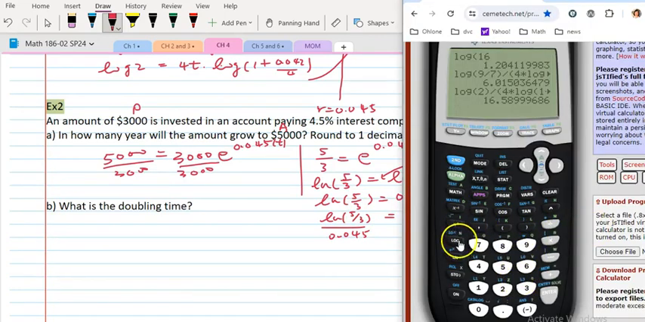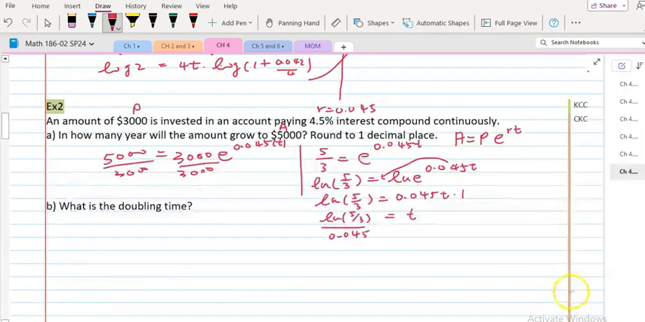So remember it's ln, okay? ln 5/3 divided by 0.045. That's it. 11.4 years. That fast? Oh, because it's almost double, right? 11.4 years. Okay, what's the doubling time?